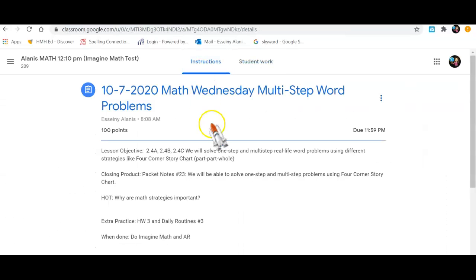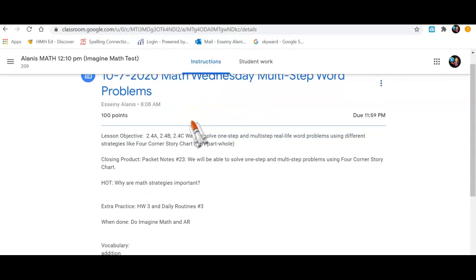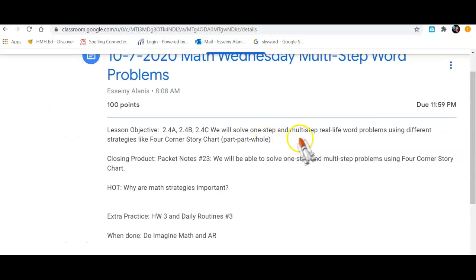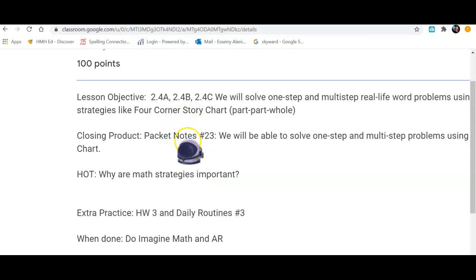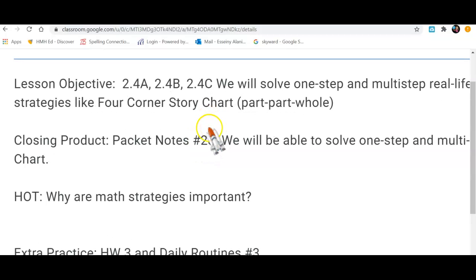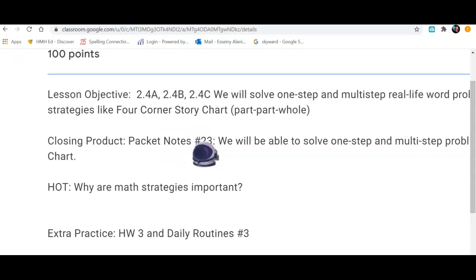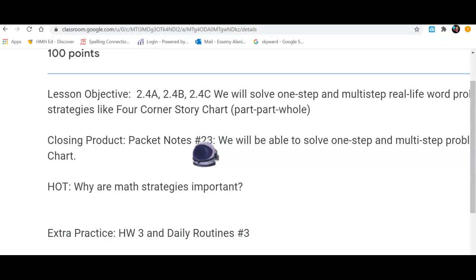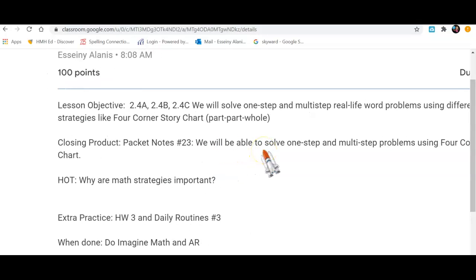In your classwork, go to the assignment for today, October 7, 2020, Math Wednesday, multi-step word problems. We will solve one-step and multi-step real-life word problems using different strategies. We're going to be using our packet notes number 23. Look on the top of your paper for the number that says notes number 23. We will be able to solve one-step and multi-step problems from notes number 23.